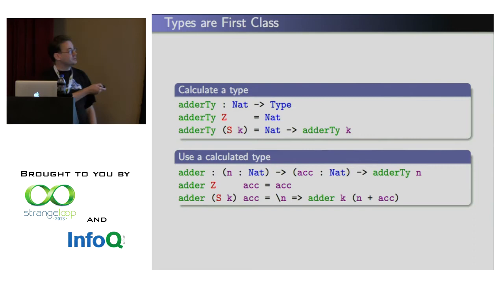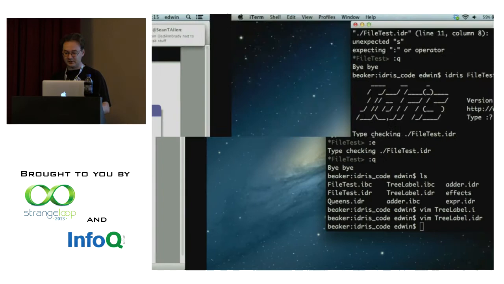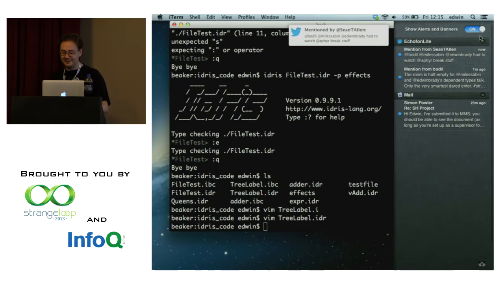Adding zero to an accumulator just gets the accumulator. So we're calculating the type from this first input. This n here is bound here and returns a new type here. Actually, it's probably best if I just show you these things running, because then you might actually believe this language exists. You don't really need to see my Twitter feed, do you? Let's turn that off. Or read my emails as they crop up.